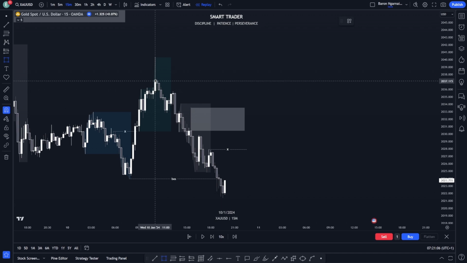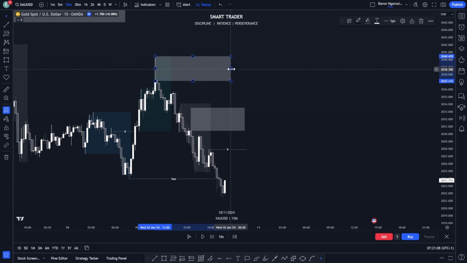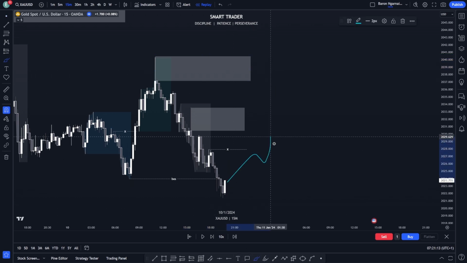Let me check this one. This is our extreme order block here. So if the market pushes higher like this and mitigates this decisional order block and gives us any indication for sell, then we can take a sell.